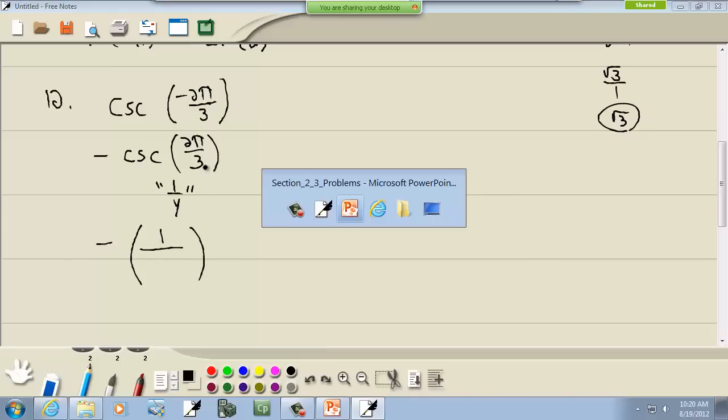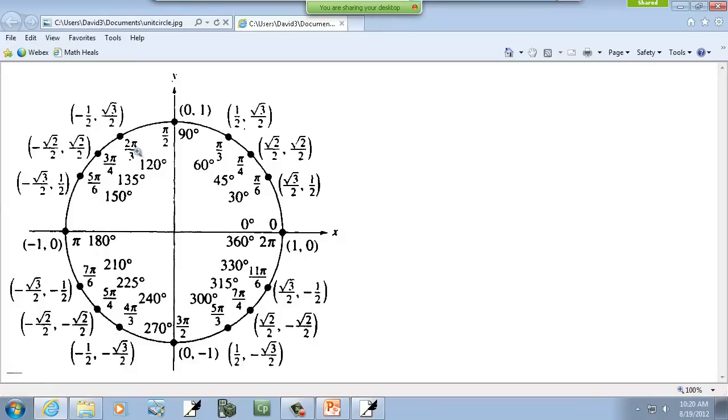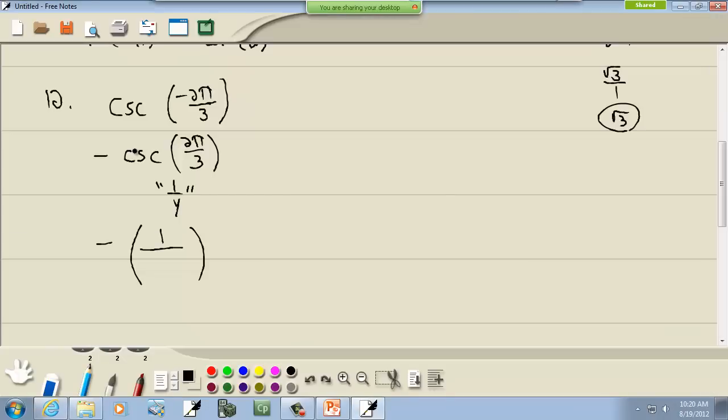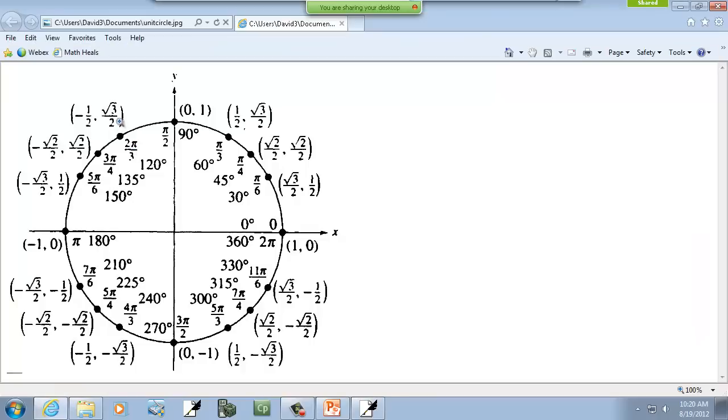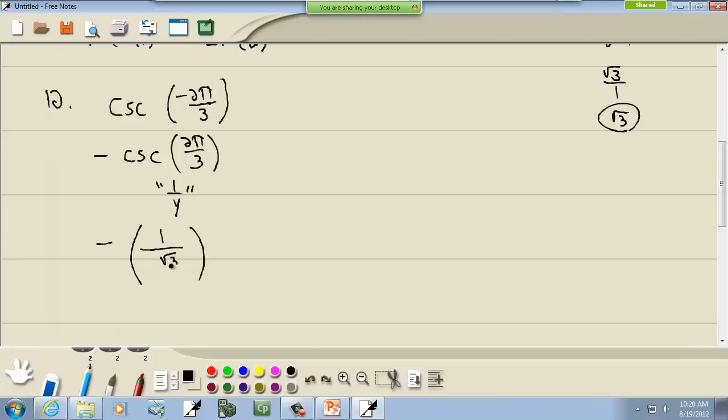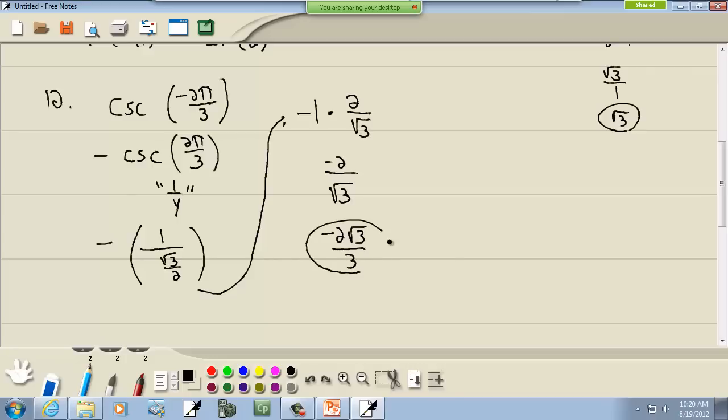So let's go look at 2 pi over 3. 2 pi over 3 is right here. And sine, y at 2 pi over 3 is going to equal square root of 3 over 2. So I'll put that in. Well, again, if you have a single fraction downstairs, you can flip it and multiply times the top part. So the square root of 3 over 2 becomes 2 over square root of 3. Negative 1 times 2 gives us negative 2 over square root of 3. Can't have a square root downstairs, so I'll multiply top and bottom by square root of 3. And we get negative 2 square root of 3 over 3 as our answer.